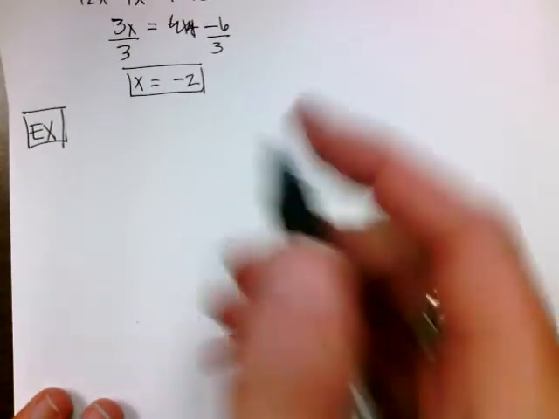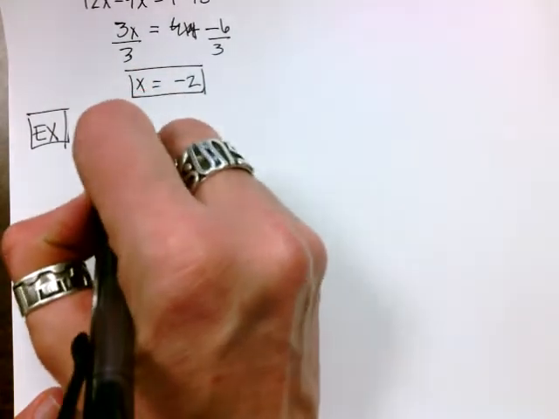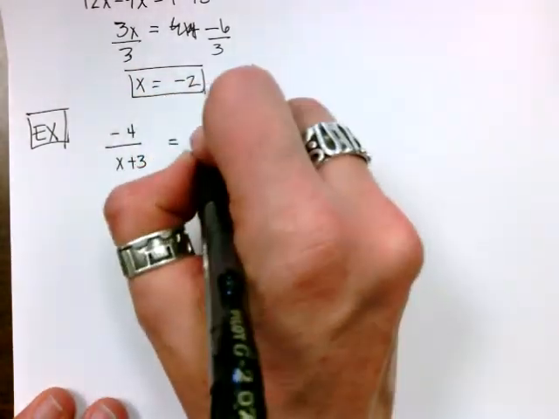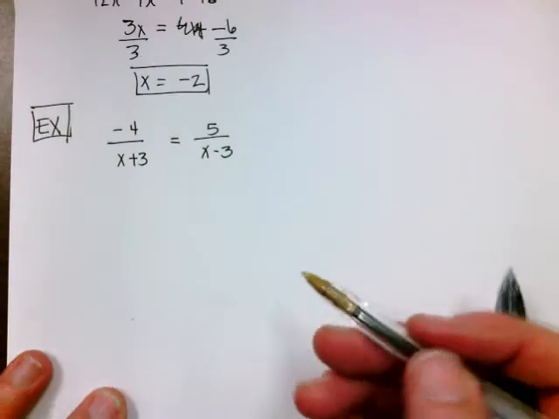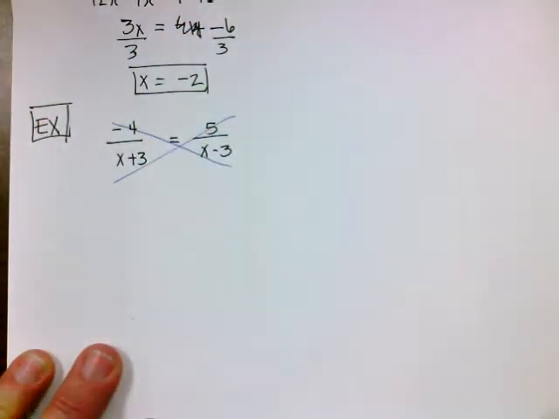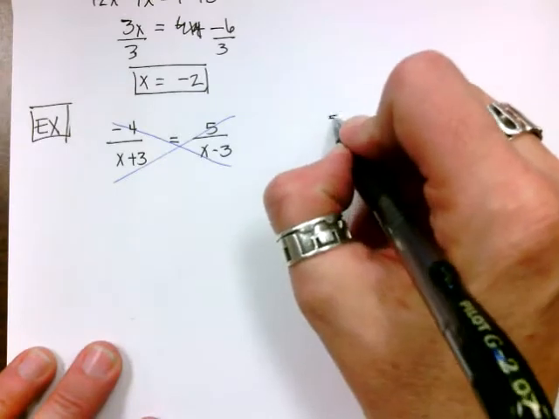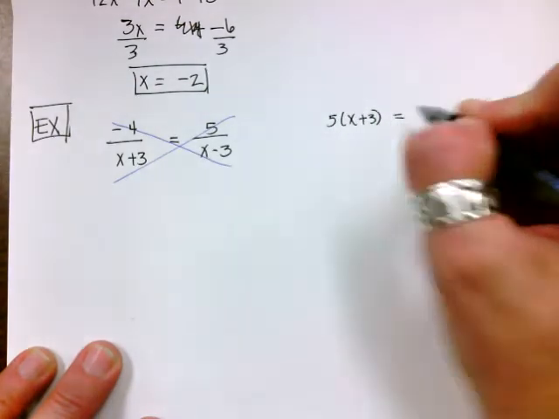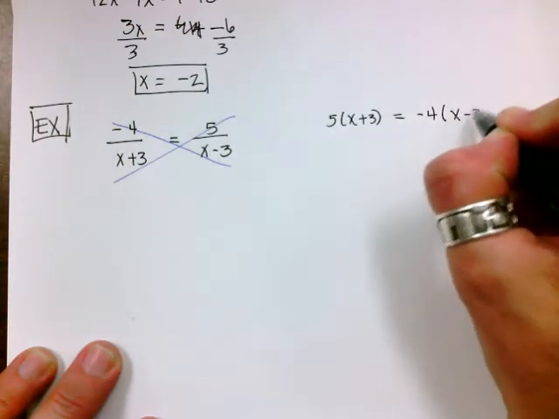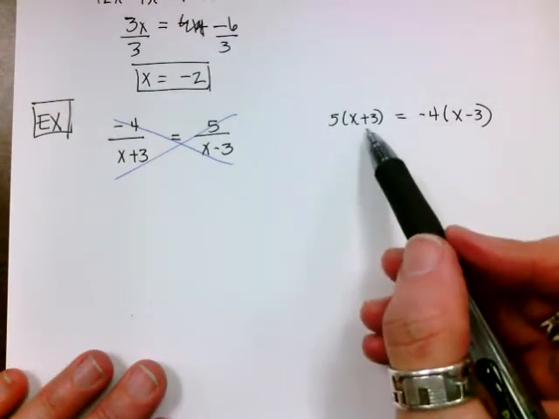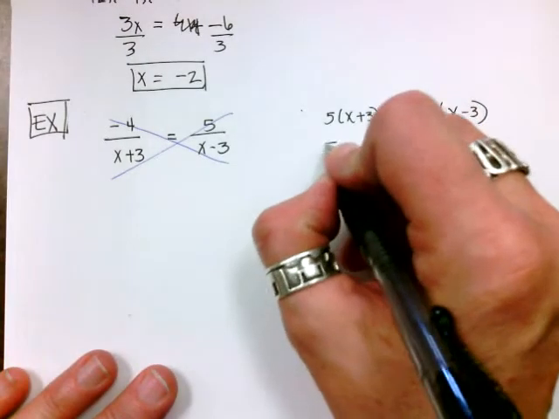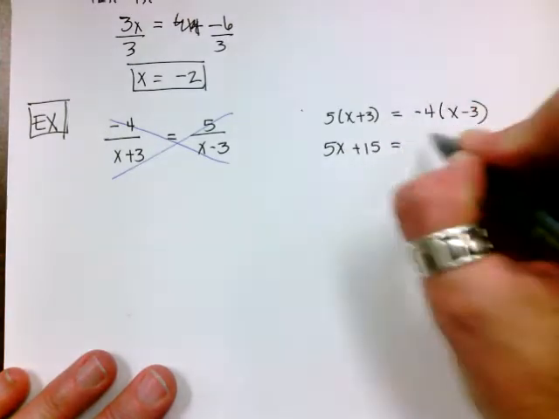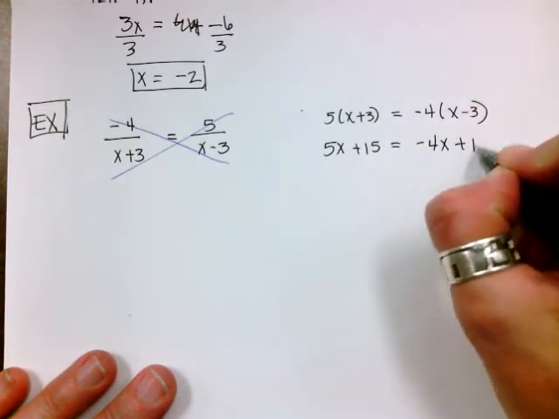Okay, and again, the directions are going to say solve, so I'm not going to write solve every time. This time I'm going to have a negative 4 over x plus 3, and it's going to equal 5 over x minus 3. So again, I have a ratio on each side of the equation, so I am going to cross multiply to solve. So I'm going to get 5 times x plus 3 is equal to a negative 4 times x minus 3. Now it doesn't matter which side of the equation you put your individual pieces. Sometimes I do it one way, sometimes I do it another.